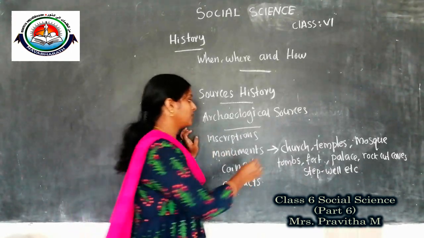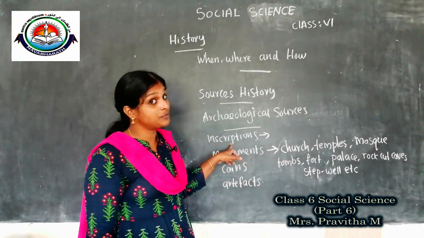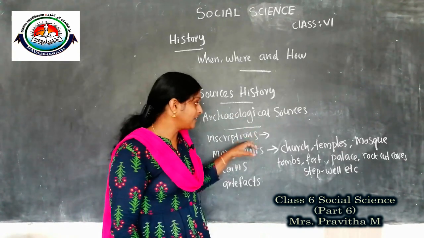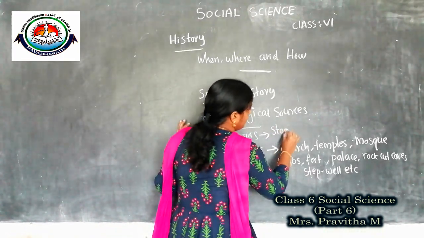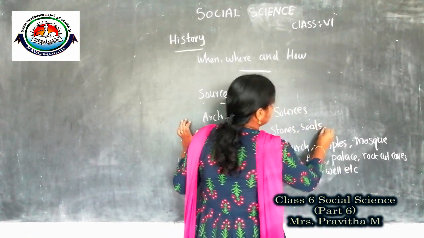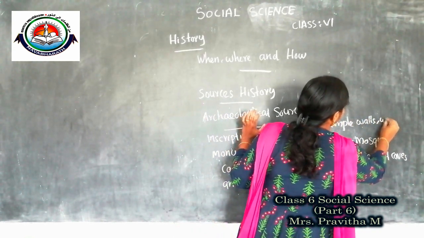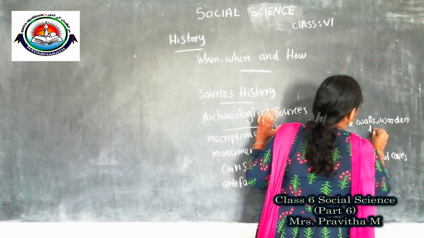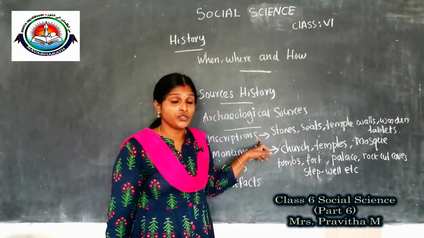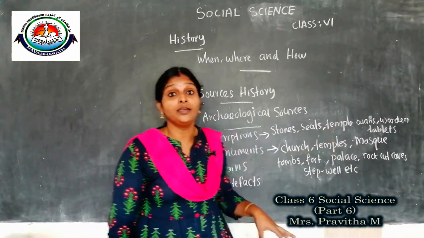Our next archaeological source is inscription. What is inscription? Inscriptions are writings, mainly on stones, seals, temple walls or wooden tablets. So inscription is also an important source of history. These inscriptions are mainly written on stone, seals, temple walls and wooden tablets.